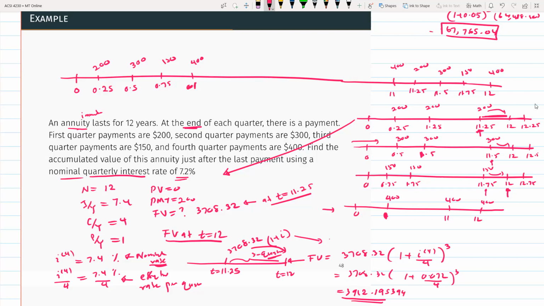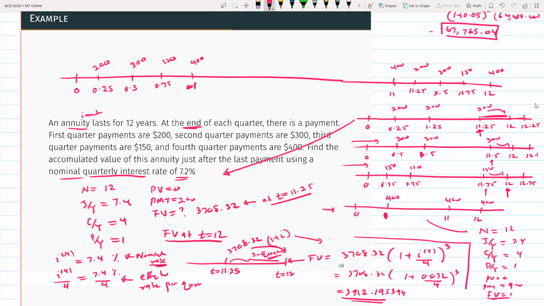You need to do the same for 300 and 150. The 400 is easier because it's already at n equal, I mean, the last one is at 12 here. So basically for this one, 400 is just n equal 12, I over y equals 7.4. Compounding per year is 4. Payment per year is 1. Present value is 0. Payment is 400. And all you need to do is get future value. There's no adjustment for this future value.